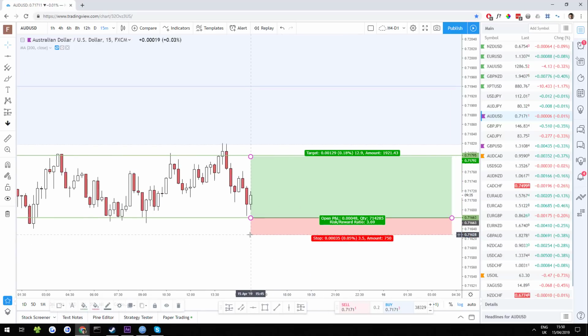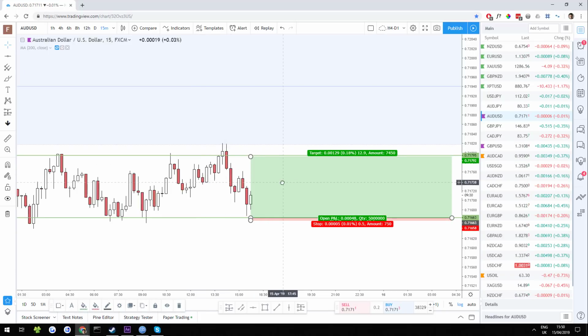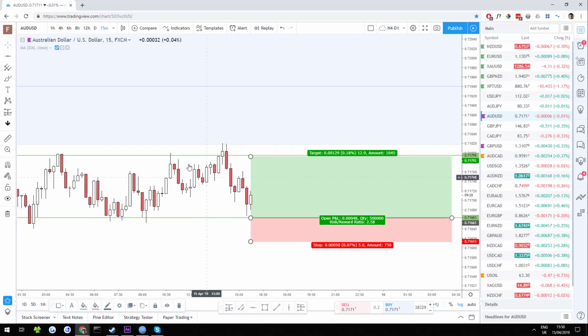So I want to do the trade something like, oops, no, not like that. Something like this is what I'm planning for this trade.